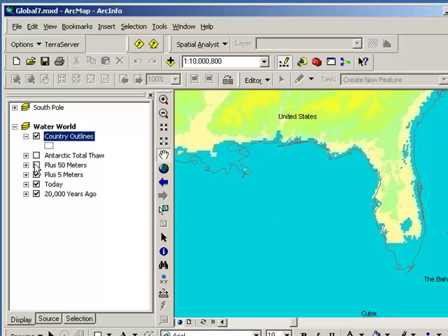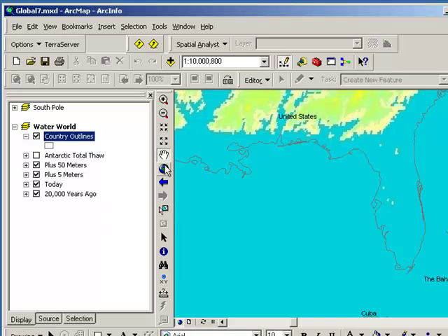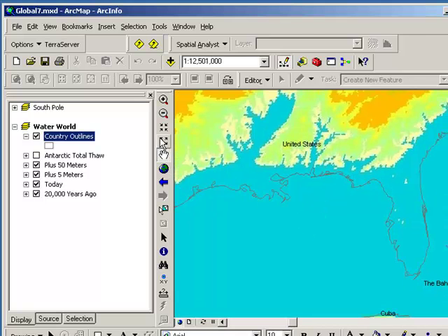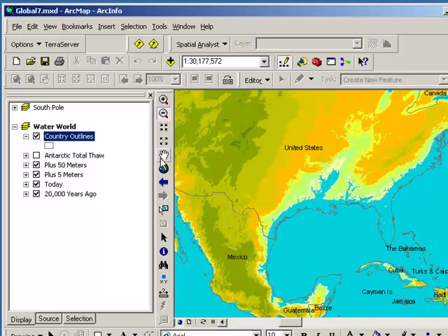Why is that? Let's go ahead and analyze what would happen if the oceans rose by 50 meters. Wow. We do not have any of the Florida Peninsula anymore, or South Louisiana, or even the Texas coast.